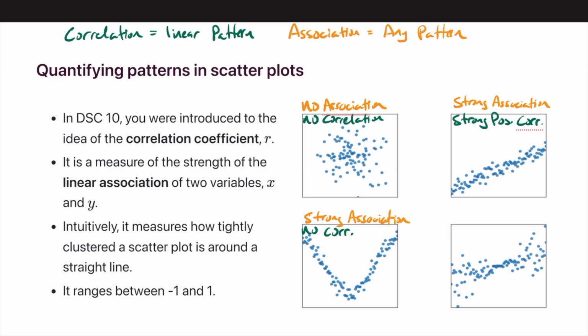Where this still has, we could say, a moderately strong association. I'm going to say moderate association. Keep it easy. We'd also say that this has a moderate positive correlation because it's still going upwards like that.